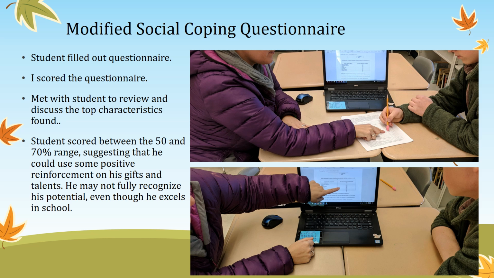The next time Ryan and I met, we discussed his modified social coping questionnaire. After he filled out the information and I scored the questionnaire, we did meet to discuss and review the top characteristics found. He did score between 50 and 70% with all of his topics, suggesting that he would use positive reinforcement on his gifts and talents. He may not fully recognize his potential, even though he excels in school.